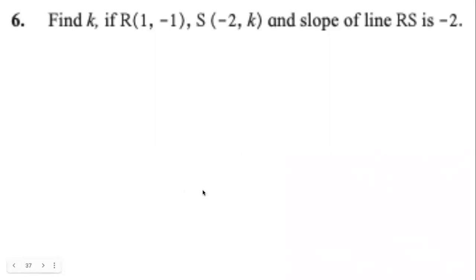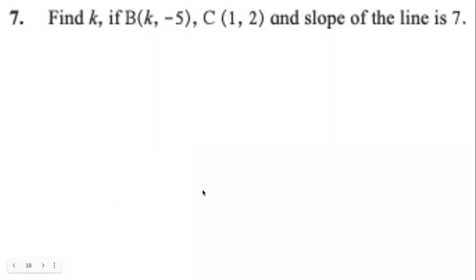There is one more question like this in the practice set. Now it says there are 2 points B and C. Slope of the line is 7. It is given. B is k comma minus 5 and C is 1 comma 2. So once again 7 equals 2 minus minus 5 by 1 minus k. Then we solve this, we will find the value of k. Algebra.